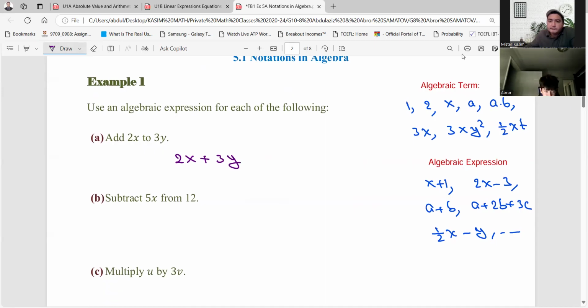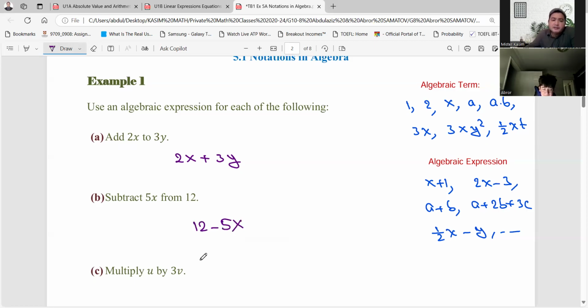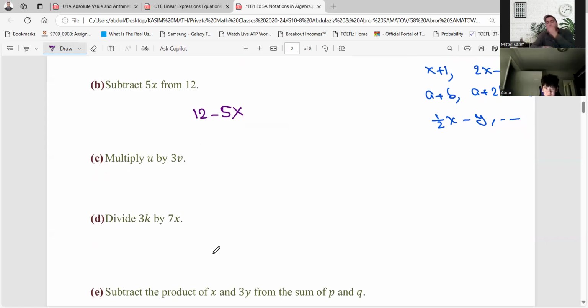Subtract 5x from 12. Okay, what is that? Tell me that expression. 5 minus 12? No, subtract 5x from 12. So that is 12 minus 5x. Okay. C, read C.